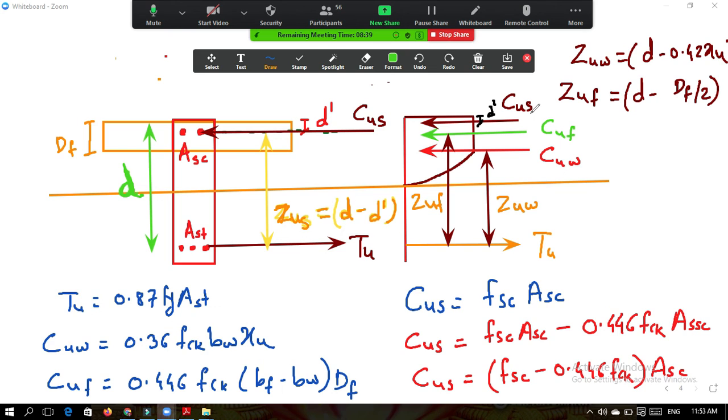But in an exam, doubly reinforced sections will not be asked to you, at least up till date. It is not asked in the exam. But still I have given you the clarification of how the forces are there. So you write down each and everything and complete this. This is important.